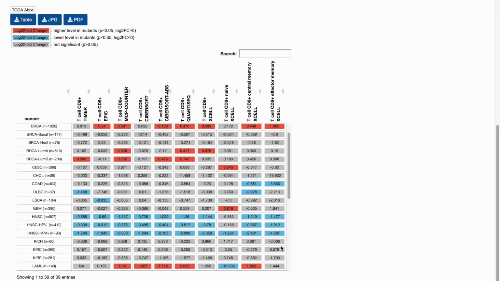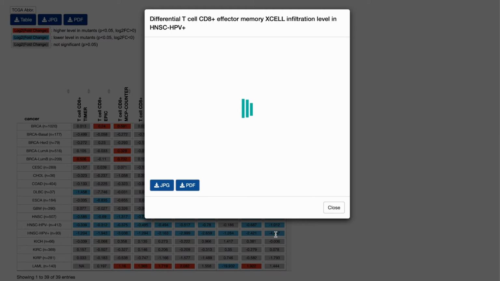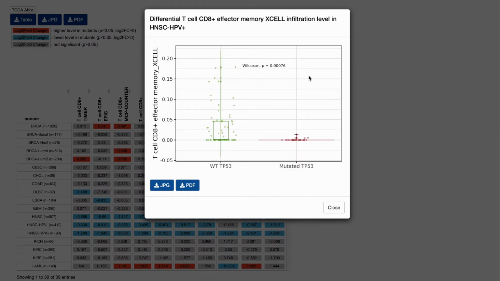And we also could check the detailed distribution of CD8 T cell infiltration in these two groups in a certain cancer type and an algorithm we prefer. For example, we can click here. So TIMER2 will output this box plot to show the CD8 T cell infiltration in the wild-type group and the mutant group. And this is how we use the mutation module in cancer research.